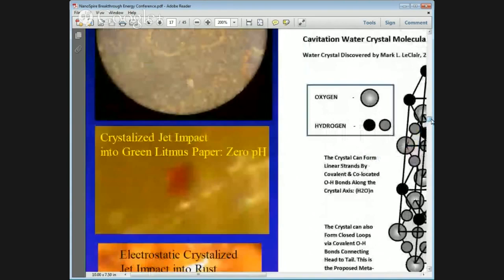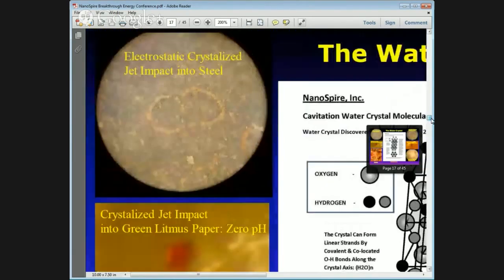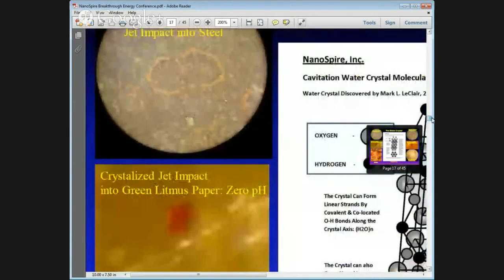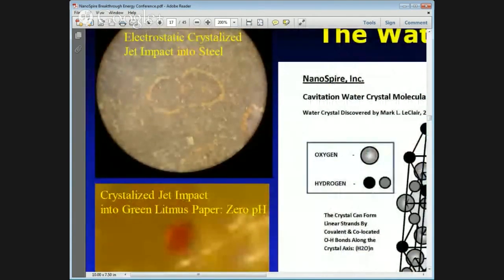Now, if we look at this one right here, we've got a red zone in green litmus paper. So this is showing that you get 0 pH because the positive charges of the hydrogens are actually going to give you an acidic face to the crystal. And I figured this out from the crystal structure. So I actually intentionally shot crystallized reentrant jets towards litmus paper. And sure enough, it turned the right colors to show that it had 0 pH on the outside, that it was expressing a predominantly positive charge.